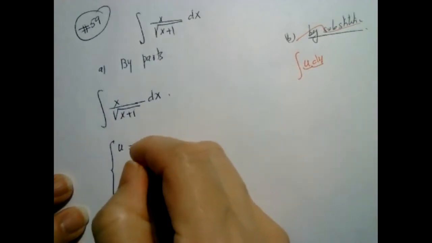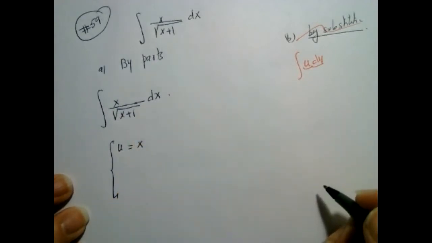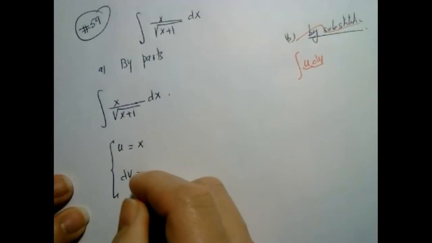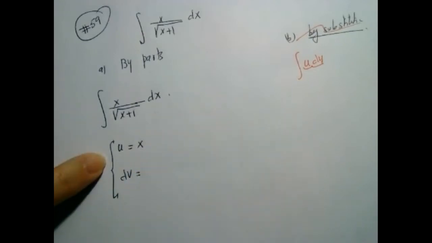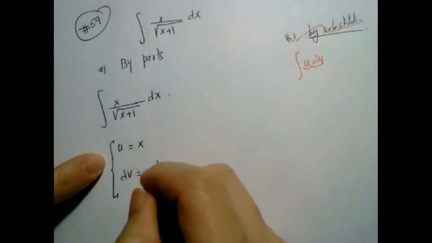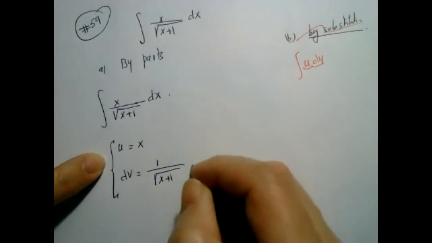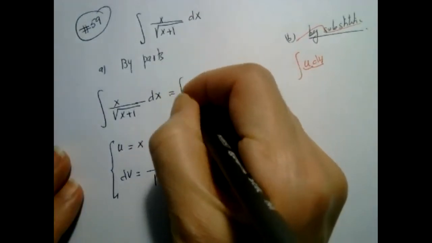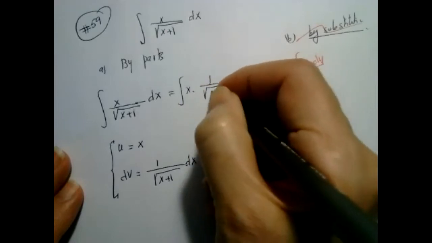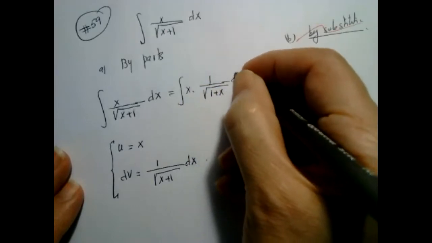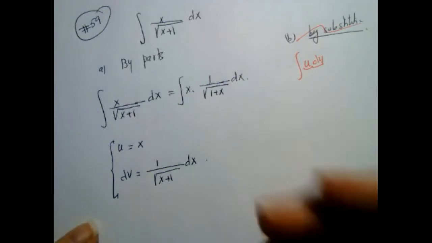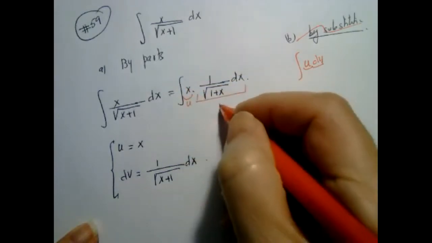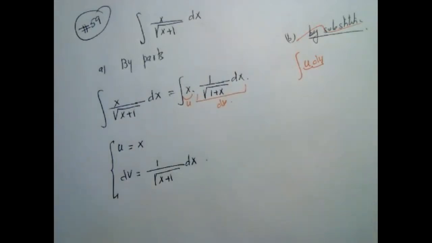Okay, somebody tells me try u to be x. If I give u to be x, what should be dv immediately? One over the square root of x plus 1. The leftover, absolutely correct. That's how the picture should be. Once you put u, this has to have the form u dv. So we are looking at it as x times 1 over the square root of 1 plus x, or x plus 1. That's what we are really doing. And this is my u, and this has to be the dv. That's the format we're always looking for.